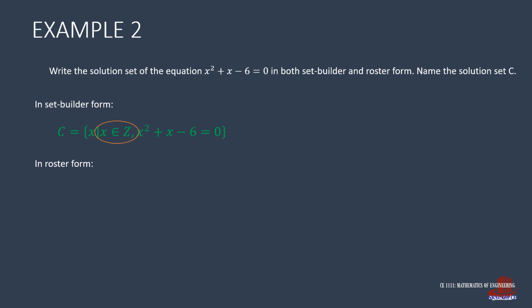The next notation is the roster form where we have to look for the values of x. That is done by factoring the equation x squared plus x minus 6 is equal to 0. Through factoring, we get x plus 3 with x minus 2 as equal to 0. With the zero property, we can write x plus 3 as 0 and x minus 2 also 0. Then we can take x as -3 and +2. So set C is equal to -3 and +2.